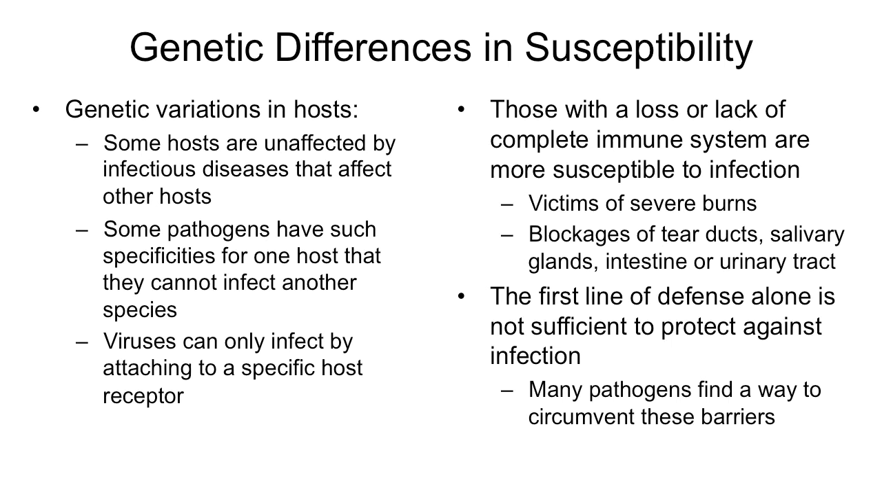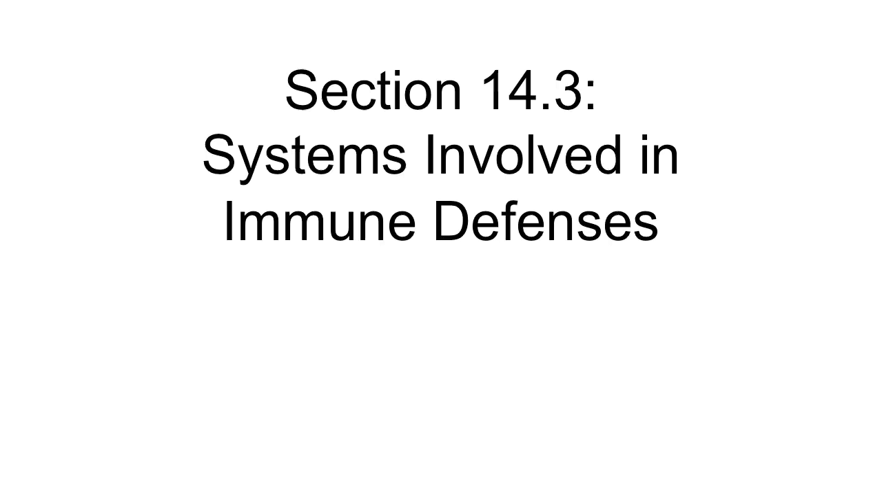So the first line of defense alone is often effective to block a lot of pathogens, but it is not sufficient. Many pathogens usually find a way to circumvent those lines of defense. And that's going to lead us to the second line of defense.